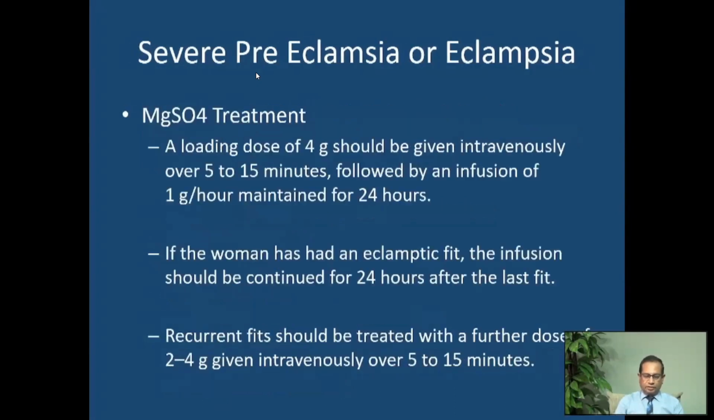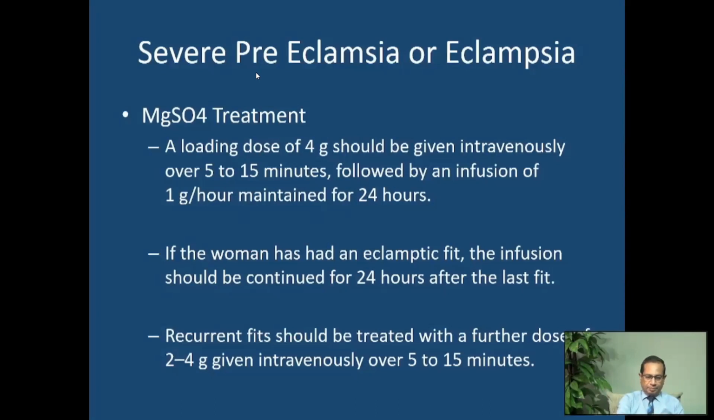This is very important for everybody: how are we going to give the magnesium sulfate? Magnesium sulfate is given as a loading dose of 4 grams intravenously over 5 to 15 minutes, followed by an infusion of 1 gram per hour maintained for 24 hours. So we are giving a loading dose of 4 grams over 5 to 15 minutes, followed by an infusion of 1 gram per hour maintained for a period of 24 hours.